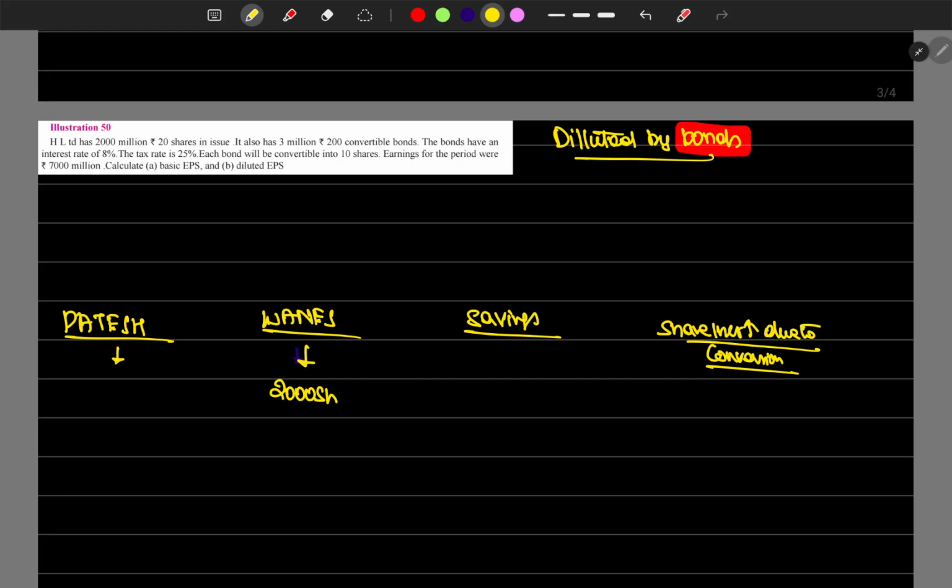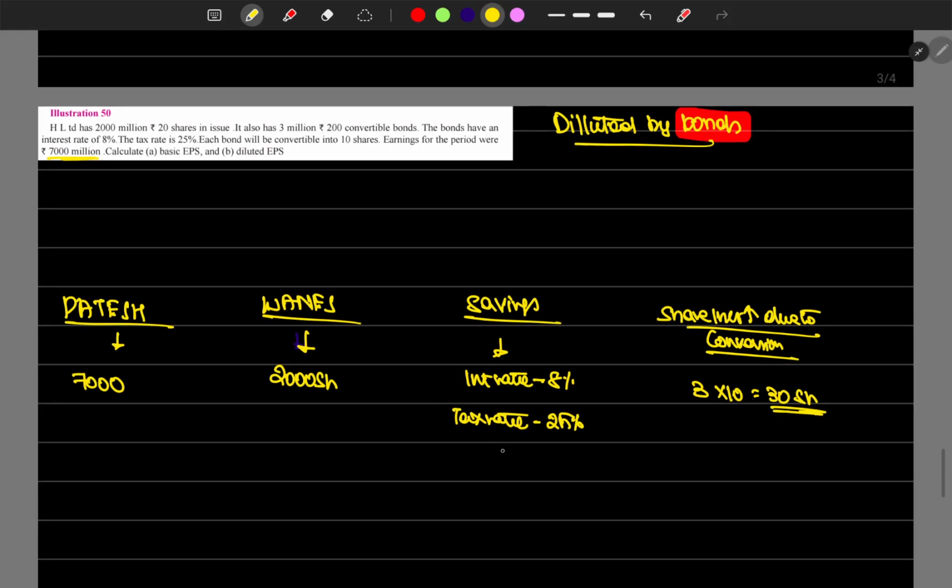Okay, bonds have an interest rate of 8%. Interest rate 8%. Okay, tax rate 25%. Okay, each bond will be converted into 10 shares. So okay, 3 into 10, which is 30 shares increased due to conversion. So earnings for the period were 7,000 million. Okay, 7,000 rupees, 7,000 is the Patesh.